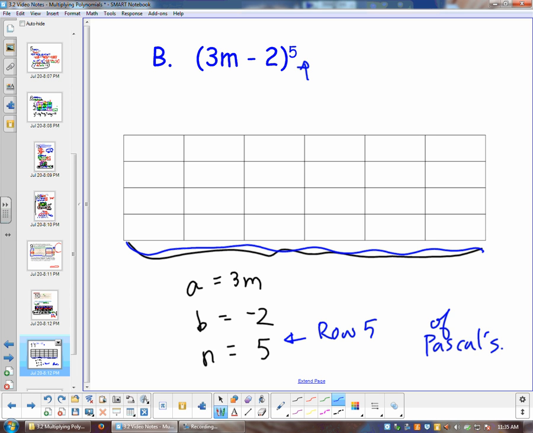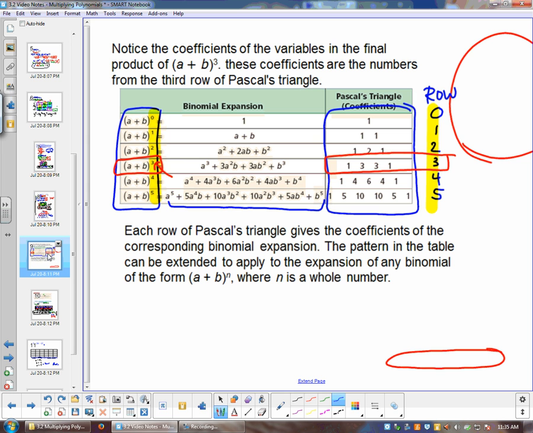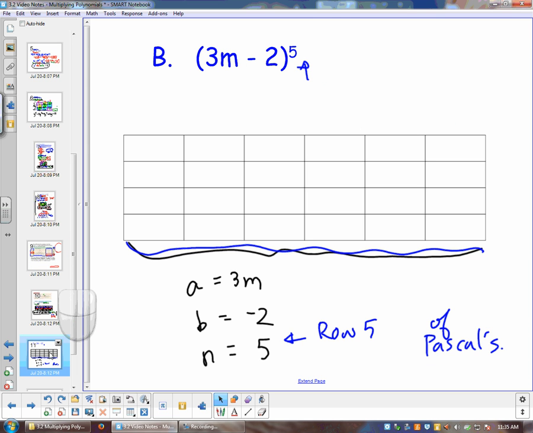So if we go back to Pascal's triangle right here, we want the 5th row, which is this row right here. So what's in the 5th row? I see 1, 5, 10, 10, 5, 1. That's row 5 of Pascal's triangle. So I'm just going to fill those values in right here. It was 1, 5, 10, 10, 5, 1. So first row is completed.